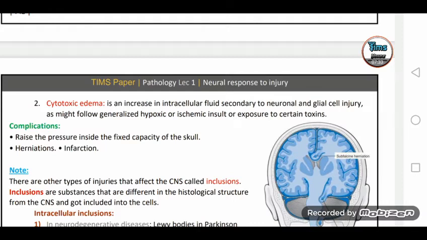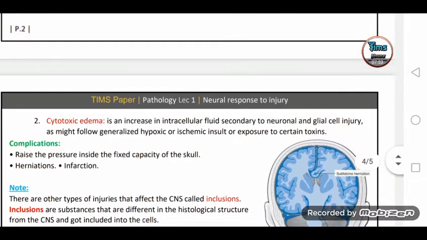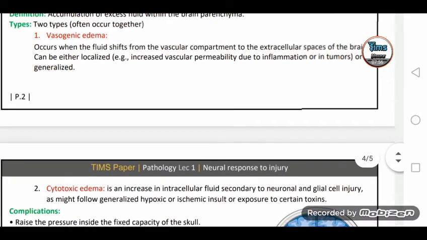The membrane of the cell is ruptured, and the extracellular fluids between the neurons enter the cell to cause it to die, as might follow generalized hypoxic or ischemic insult or exposure to certain toxins. Okay, so cytotoxic edema and vasogenic edema almost occur together at the same time sometimes.